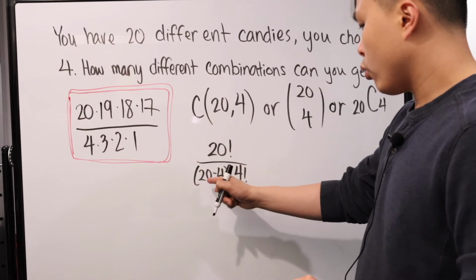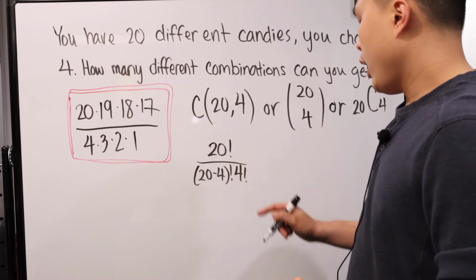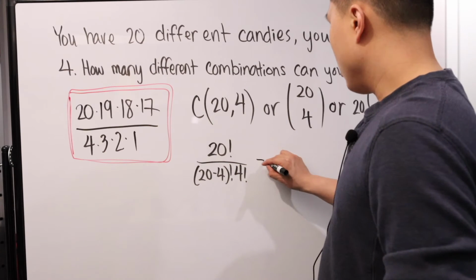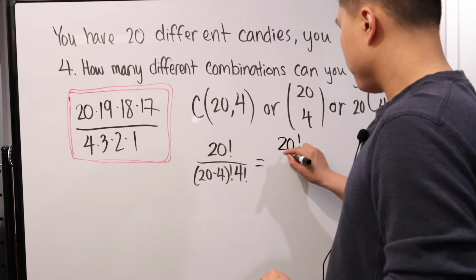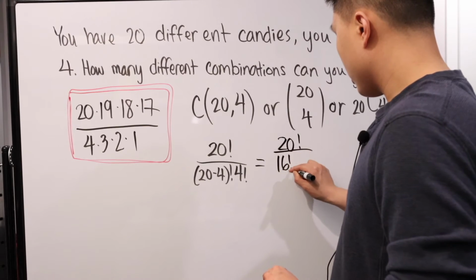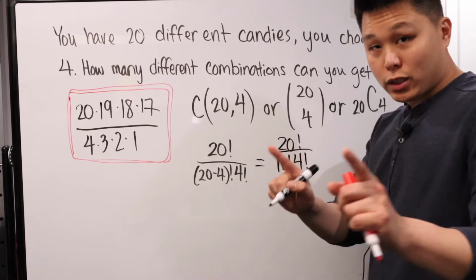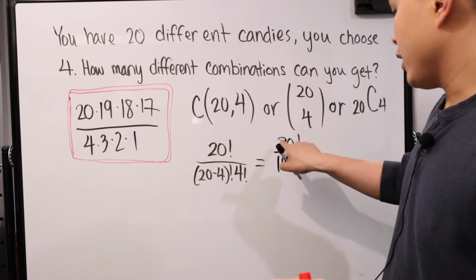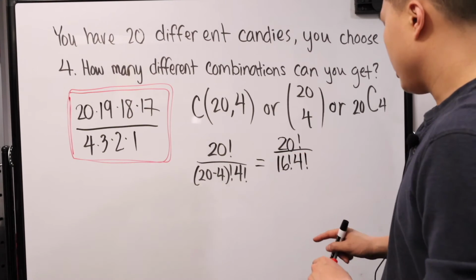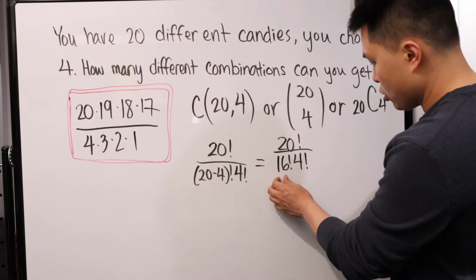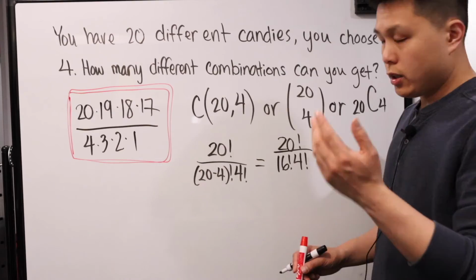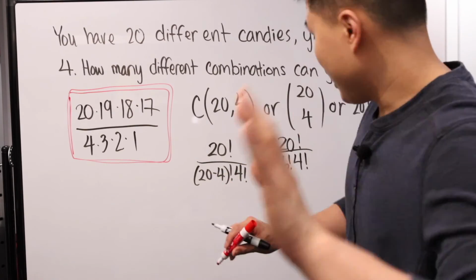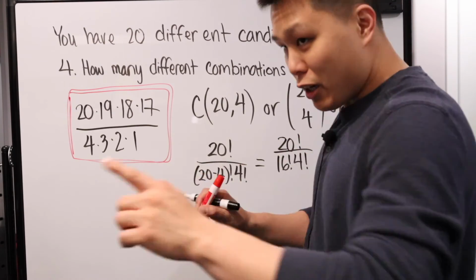20 factorial over 20 minus 4 factorial and 4 factorial. So it's just basically 20 factorial, 16 factorial, 4 factorial. If this makes you feel a little better on memorizing, just remember that these two added together have to be the total population. Not actually adding, but just think about the numbers themselves, like 16 plus 4 equals 20, right? Don't actually add, you're going to make a mistake, right?